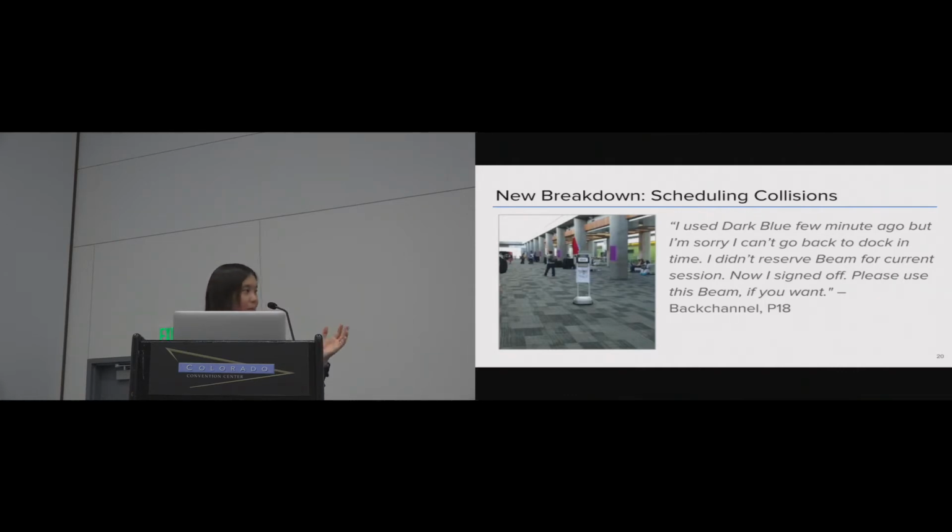So basically, they were told to return the robot to the dock when they were done, but because of overlaps, they weren't able to do that because they'd stay till the end of the talk. So this resulted in, for example, "I used dark blue a few minutes ago. I'm sorry, I can't go back to the dock in time. I didn't reserve the beam for the current session, so I just signed off, leaving it in the hallway. Please use this beam if you want."